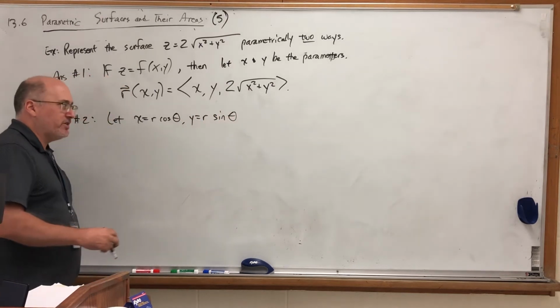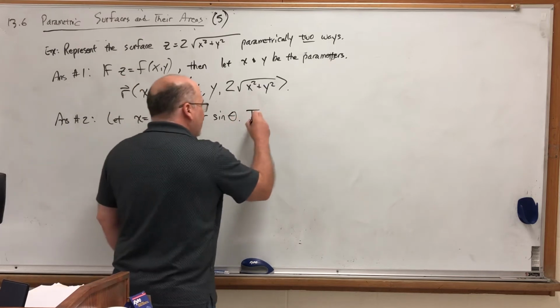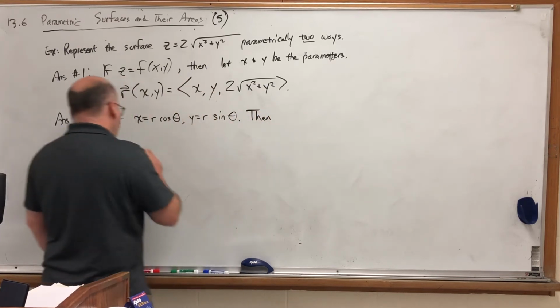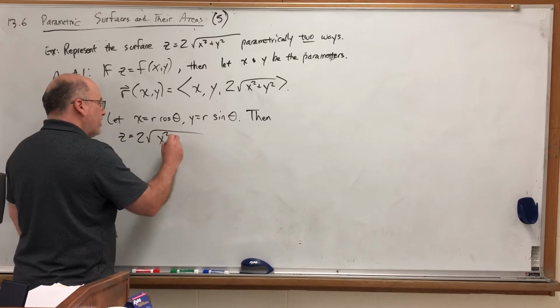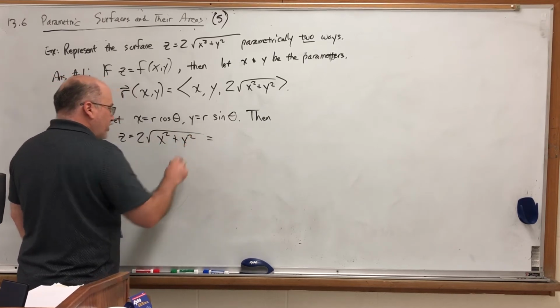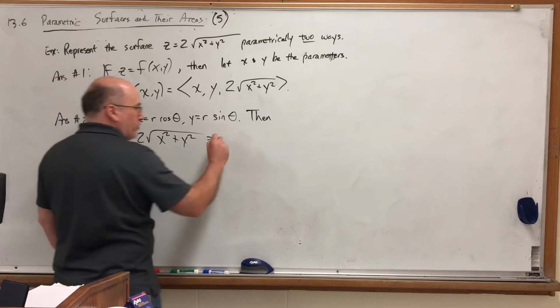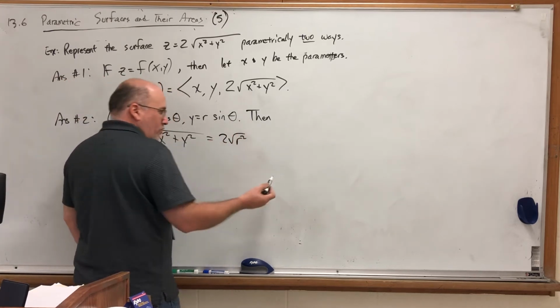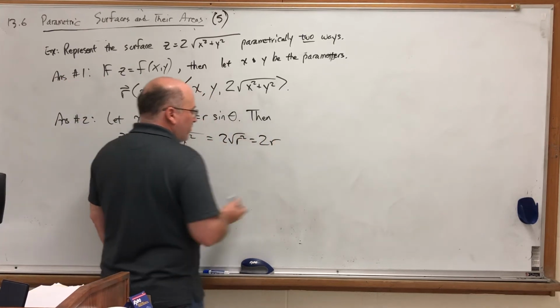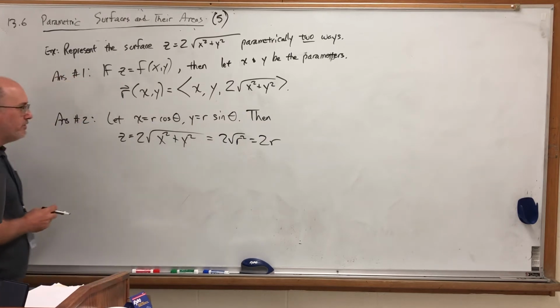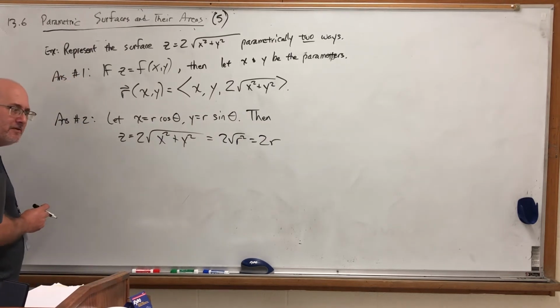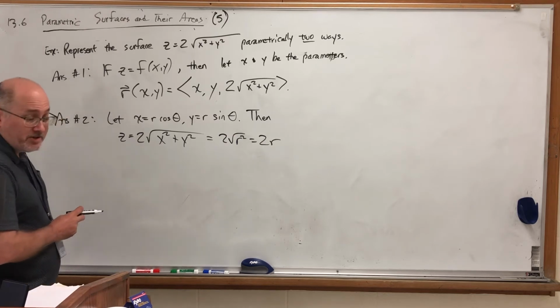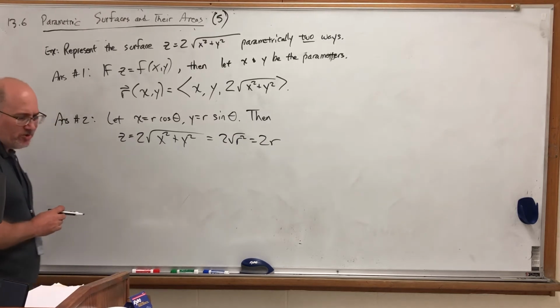So what if we let x equal r cosine theta, y equal r sine theta, which are your polar coordinates in the xy plane, then what would z equal? Z would be 2 times the square root of x squared plus y squared. But you know in polar that x squared plus y squared equals r squared. And of course the square root of r squared is r, assuming that the r is positive, which we can always assume, I believe. The minute I said that, made me second guess myself. But for now, let's just assume that the r is positive.